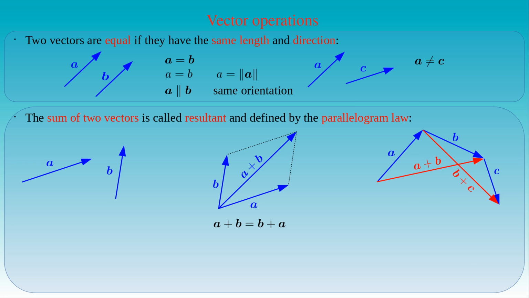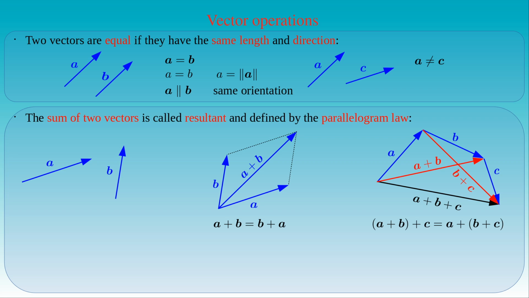Now the resultant A plus B plus C can be constructed in two different ways. Either we take the sum of the vector A plus B and the vector C, or we take the sum of the vector A and the vector B plus C. Then we can write that the vector A plus B, plus the vector C is equal to the vector A plus the vector B plus C, which shows the sum of vectors is associative.